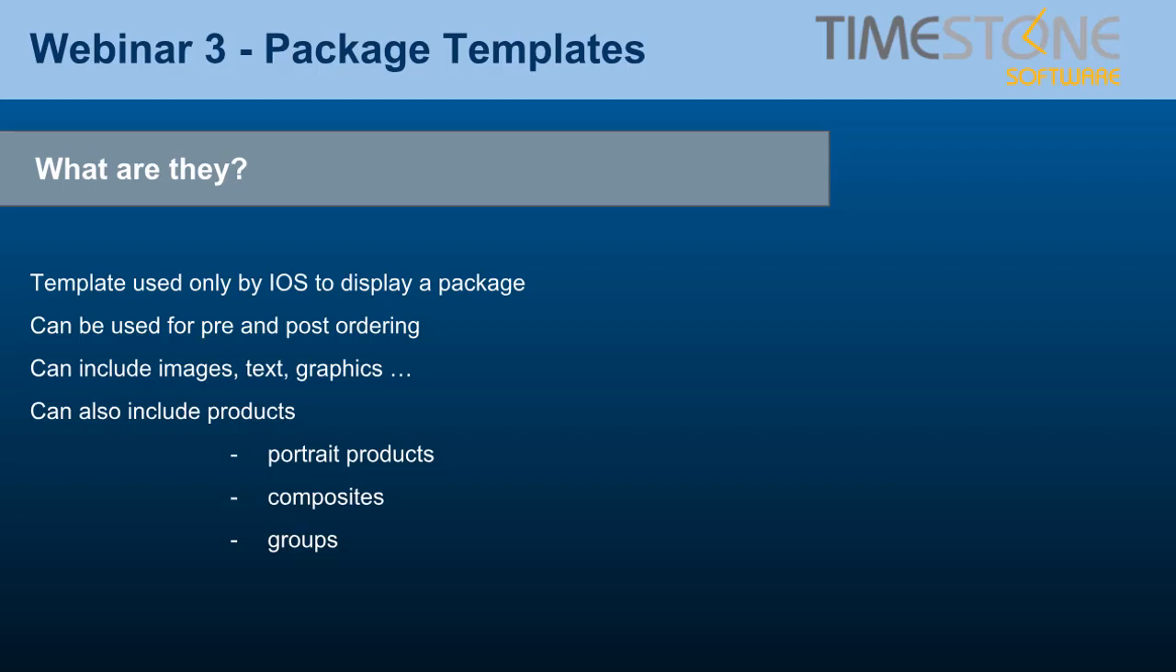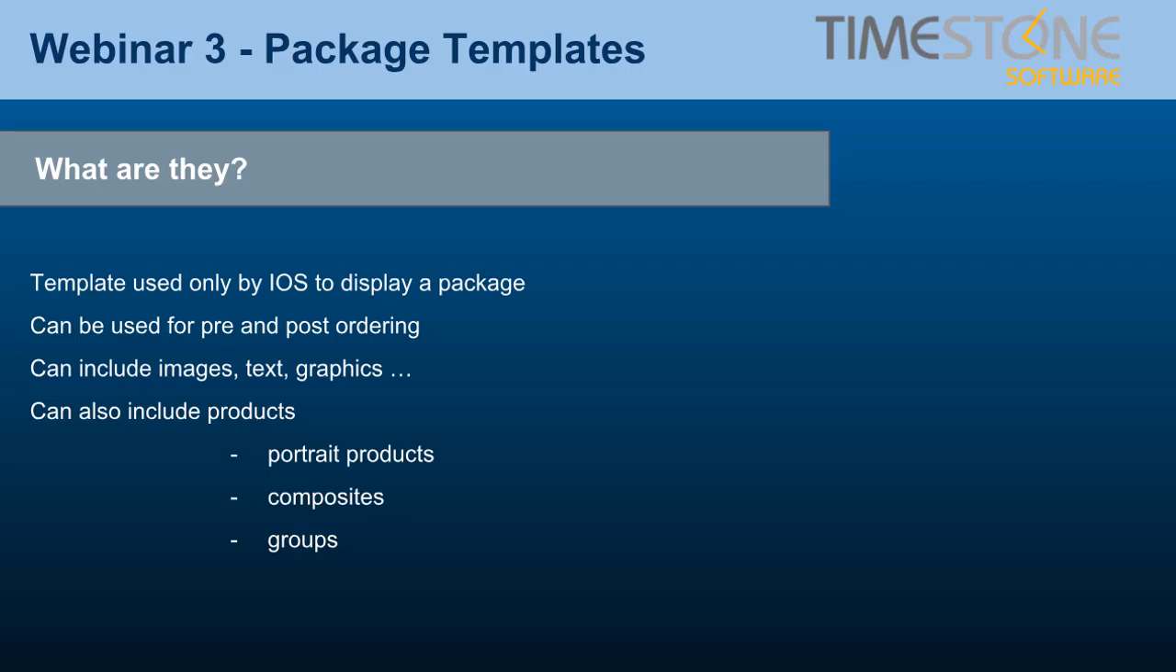And you design them as you do any other template. All those template objects are available to you, the image holes, the text objects, graphics, labels, and importantly, other products like a portrait product, the comp, the groups. You can call other products onto your package template, and that becomes very useful for one of the techniques we'll use later on when we do the design your own, a la carte, build your own packages using package templates.